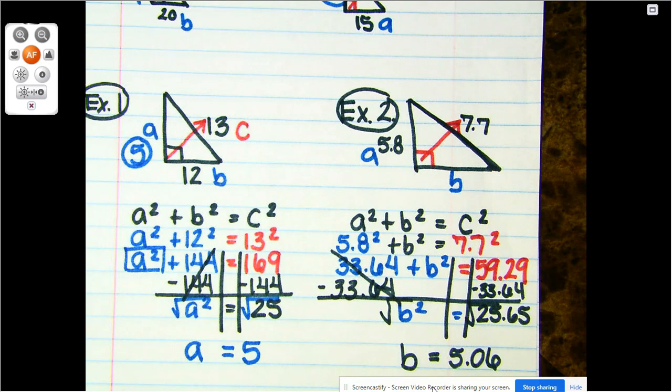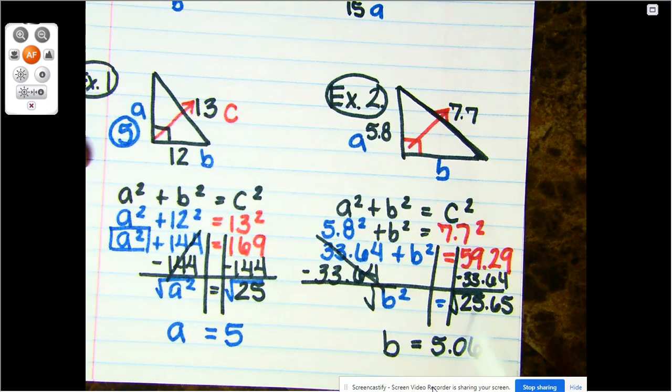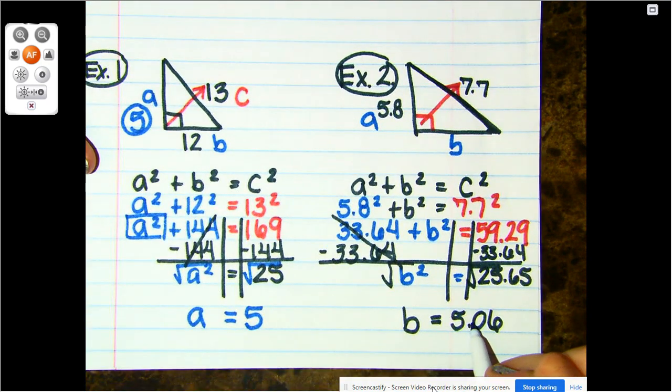5.06, and your assignment today says to round to the nearest tenth. The tenth place is right after the decimal point, and you always look at the hundredths number, or the number in the hundredths place, to figure out how to round. 5 or above, give it a shove. 4 or less, let it rest.